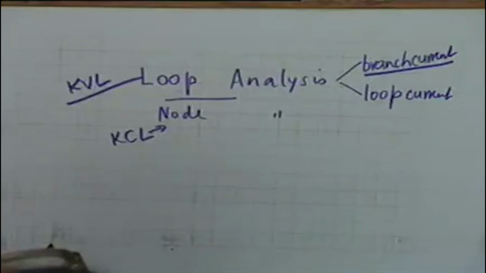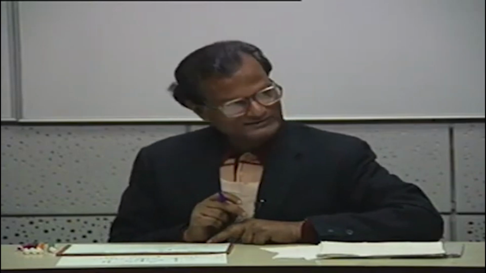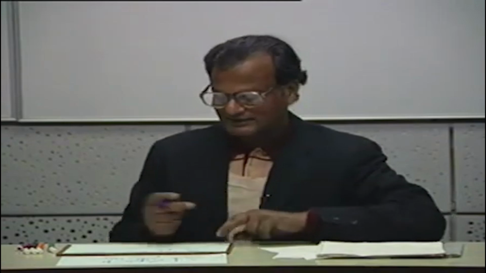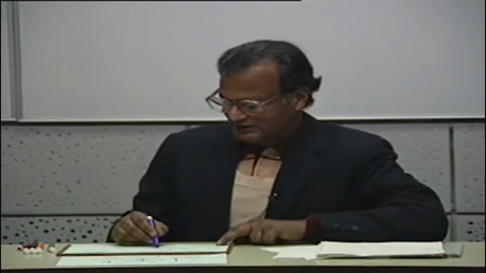In node analysis, how do we know which terminal is to be grounded? Which point is to be grounded? Usually wherever the source is, one of the terminals of the source is assumed to be grounded. It really doesn't matter because you are talking of potential differences, and therefore any point can be taken as a reference. Let me give you an illustration.